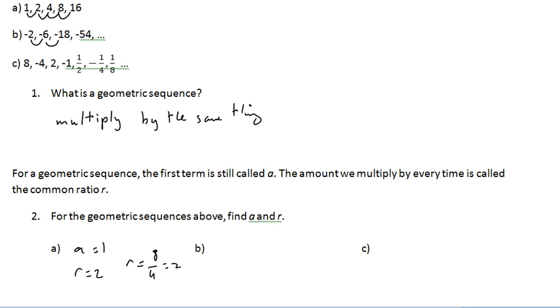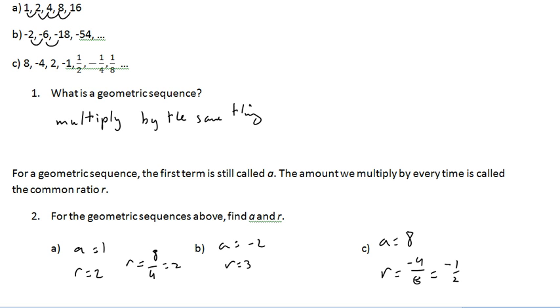Okay, so here we go, part B. Our first term is going to be negative 2, and we can see we're multiplying by 3 every time. Okay, part C. Our first term is going to be 8. And now, what are we multiplying by every time? Well, maybe not so easy to tell. So let's just take any term divided by the one before. So I could take negative 4 divided by 8, and I can see that my common ratio is negative 1/2.